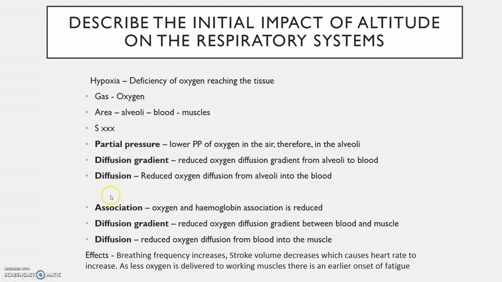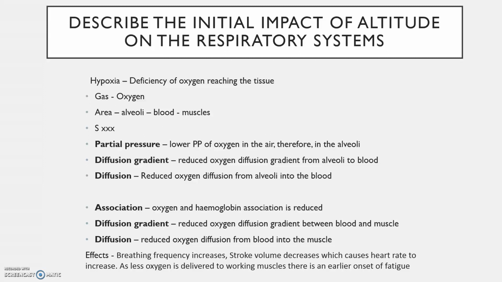So the gas DD, ADD: the diffusion gradient, reduced oxygen diffusion gradient between the blood and the muscle. Now oxygen is travelling in the blood, we haven't got much of it, so we've got reduced oxygen diffusion gradient between the blood and the muscle. Diffusion: reduced oxygen diffusion from the blood into the muscle. What does this mean? The effects: breathing frequency increases, stroke volume decreases, which causes heart rate to increase. As less oxygen is delivered to the working muscles, there is an earlier onset of fatigue.